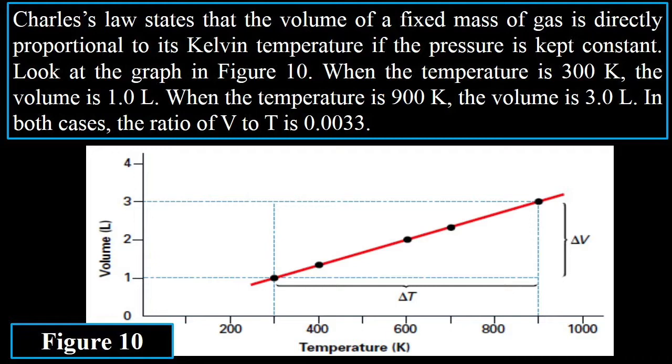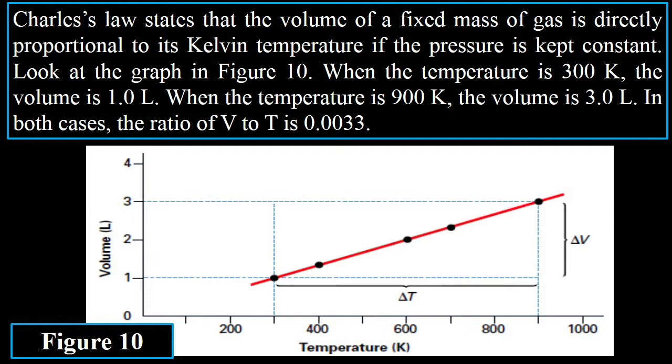Charles' law states that the volume of a fixed mass of gas is directly proportional to its Kelvin temperature if the pressure is kept constant. Look at the graph in figure 10. When the temperature is 300 Kelvin, the volume is 1 liter. When the temperature is 900 Kelvin, the volume is 3 liters.